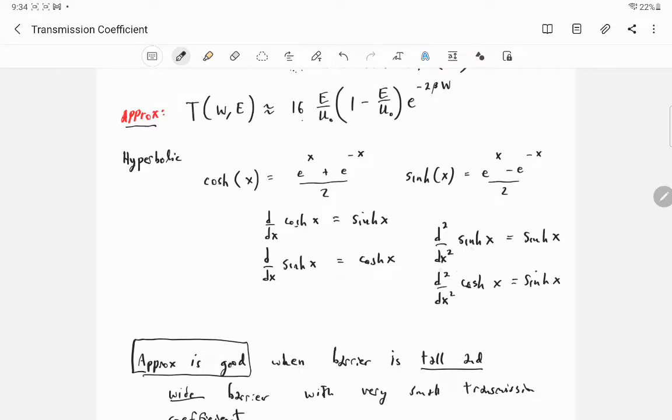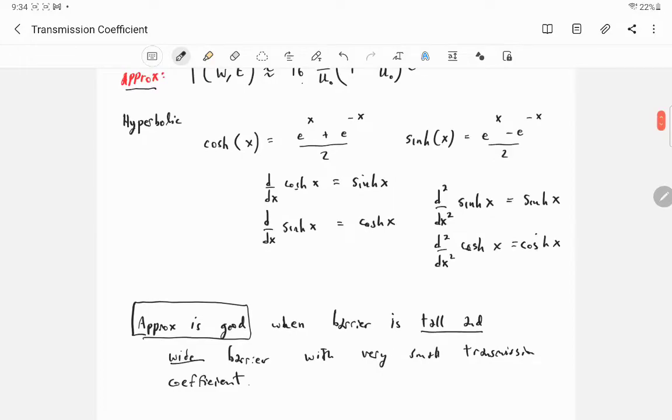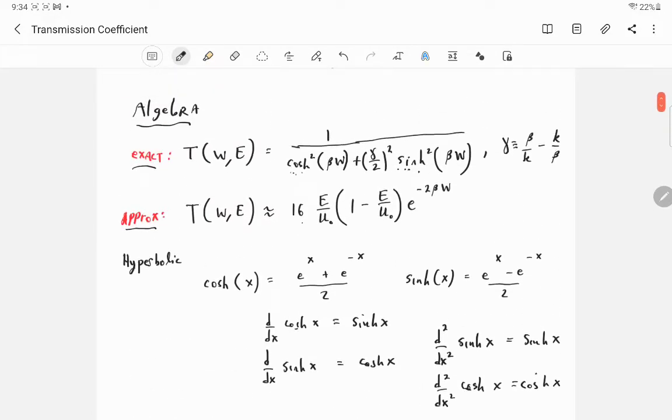Also, the double derivative of hyperbolic sine and hyperbolic cosine just gives hyperbolic sine and hyperbolic cosine back. So I made a mistake here. This is meant to be hyperbolic cosine.